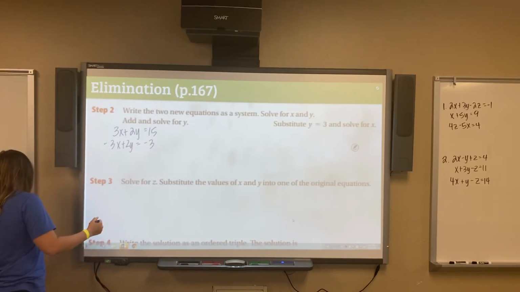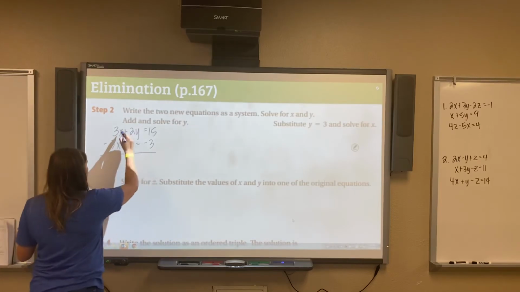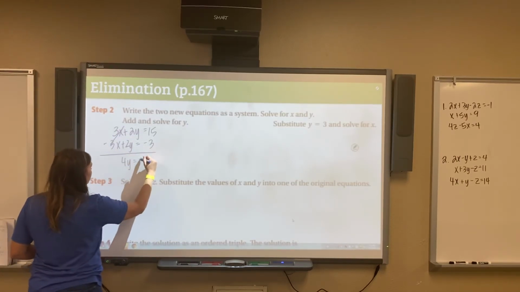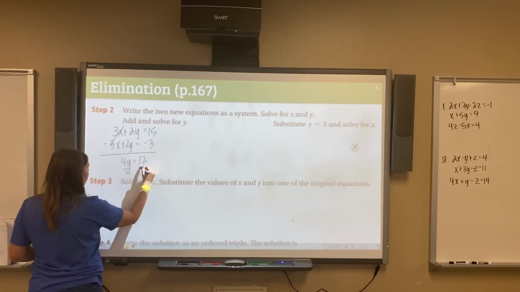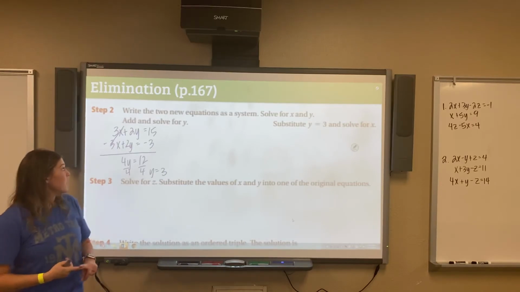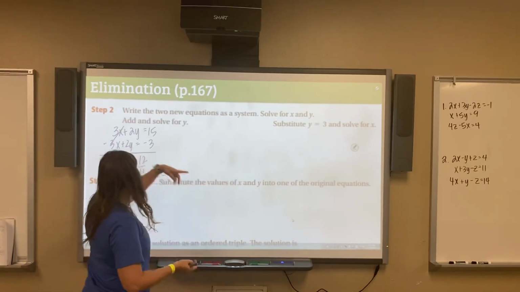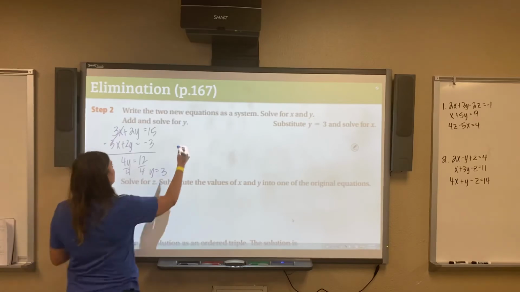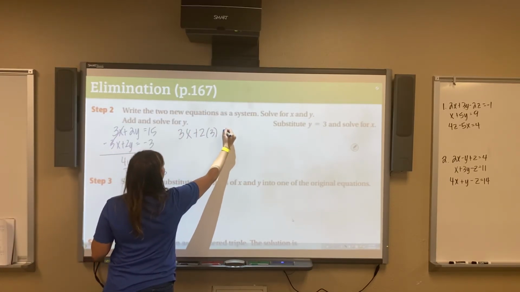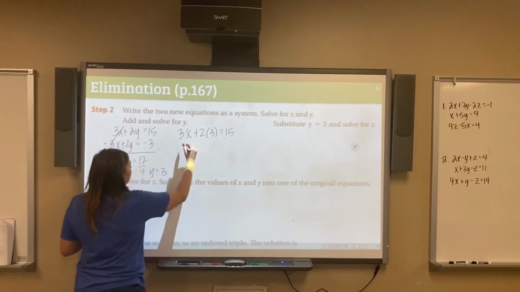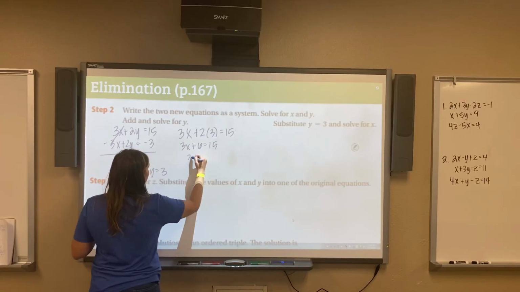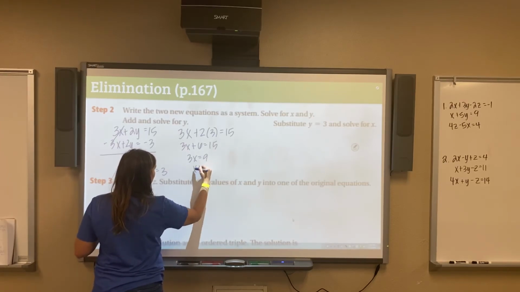Okay. So by adding straight down, the x's cancel, we get 4y equals 12. Well, divide by 4, y equals 3. So now we're going to substitute y equals 3 and solve for x. It doesn't matter which one. So I'm going to say 3x plus 2 times 3 equals 15. Okay, so 3x plus 6 equals 15. Subtract 6, 3x equals 9, x equals 3.